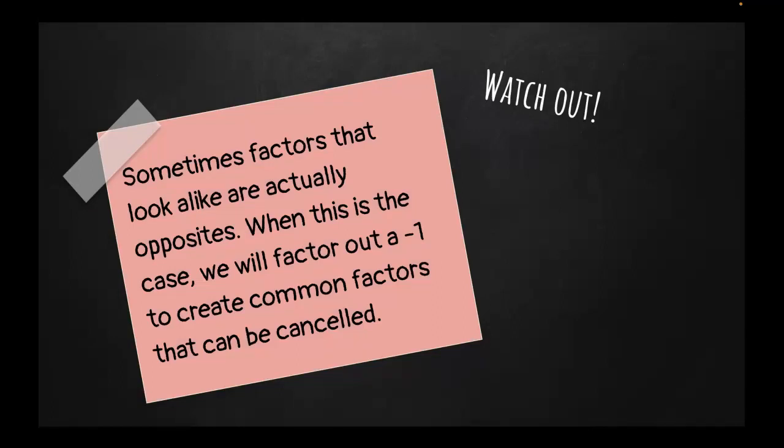Now sometimes factors that look alike are actually opposites. When you see this, we're going to factor out a -1 to create common factors. You have to be careful when you see factors that really look alike, but maybe the signs are different. So let's go ahead and see what this actually means with two examples.